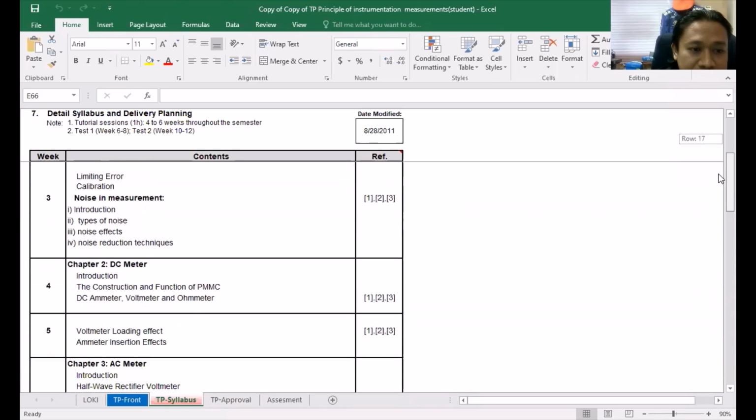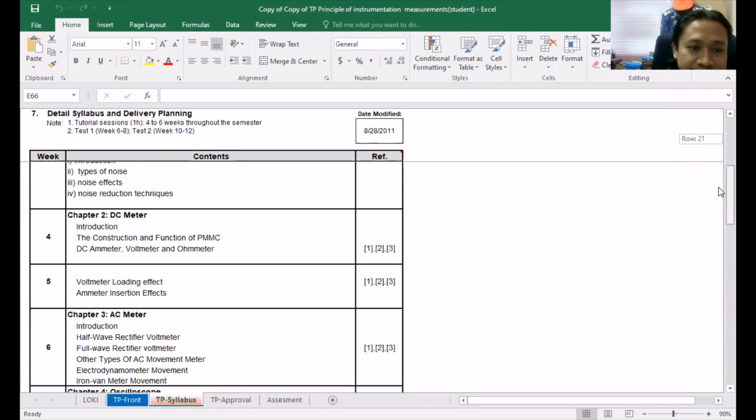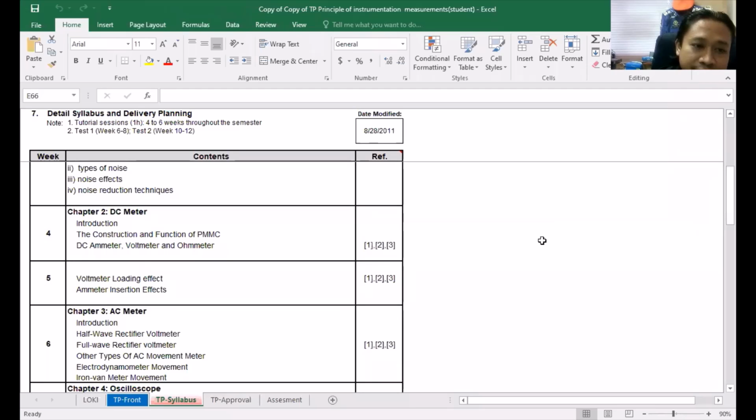Chapter 2 will be the DC meter. We have to know the construction and the function of the DC meter. For the DC meter, we have three types: the DC ammeter, voltmeter, and ohmmeter. Also in chapter 2, we cover voltmeter loading effects and ammeter insertion effects.